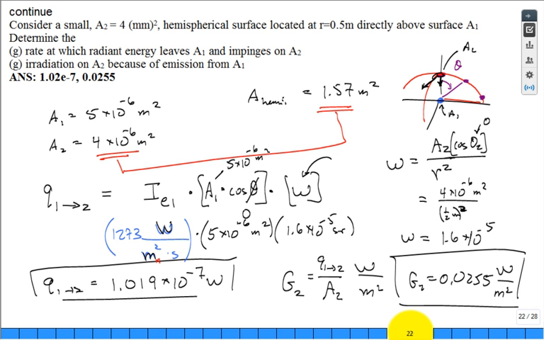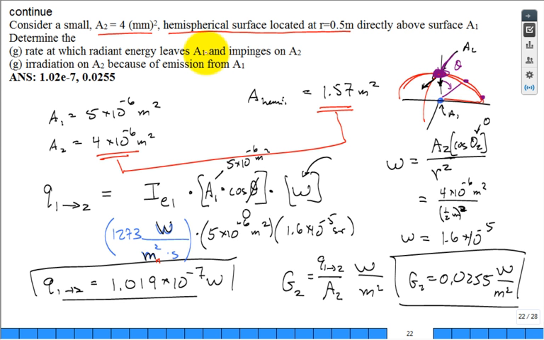Continue this problem. For that small area, now consider a new small area A2, on the hemispherical surface located at a radius of 0.5 directly above the surface. So we have this huge hemispherical surface, but just a little chunk of it right there. We're going to now call that a new A2, small, directly above the little surface. What is the rate at which radiant energy leaves A1 and impinges on the small surface half a meter above? How do you calculate that?